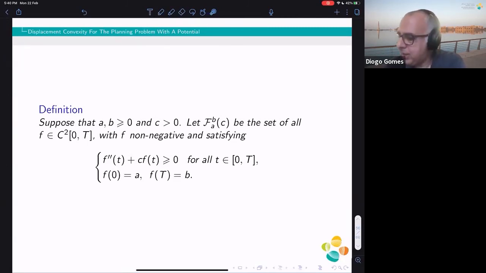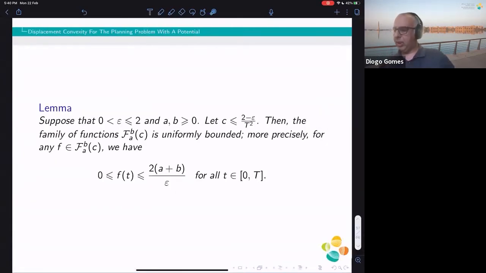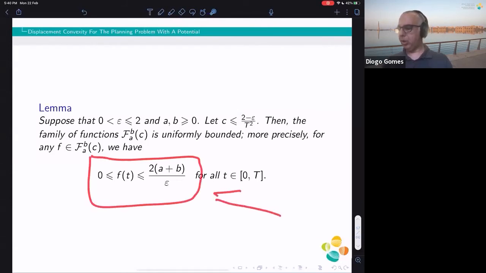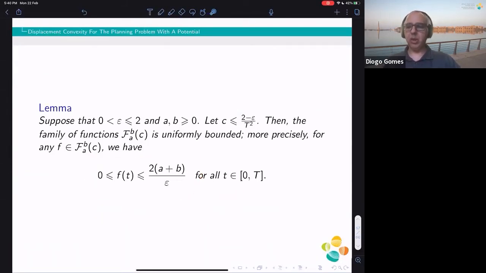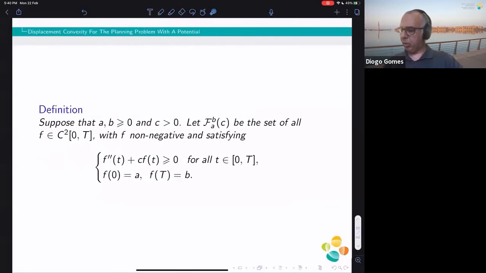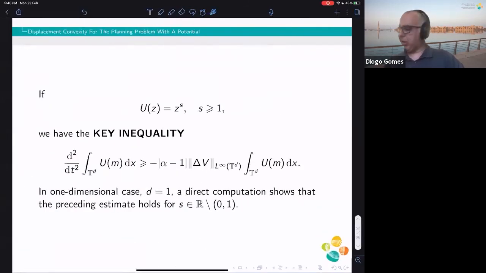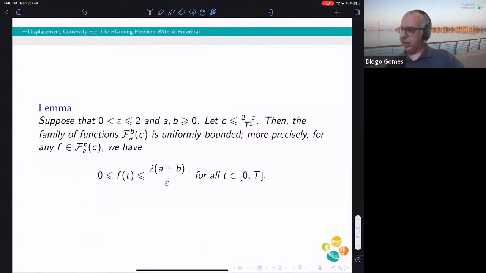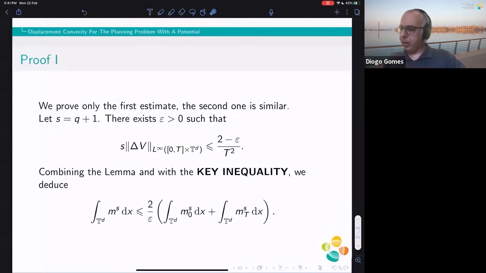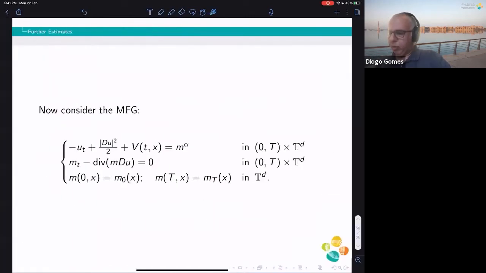And you ask, when can we get bounds on this solution? And it turns out that if C is small compared to epsilon and T, then you have a uniform bound on the solutions to this equation. So this is more or less what's going on here. And so out of this differential inequality, what you gain is exactly a bound on the solution. So this gives you the LP bounds.